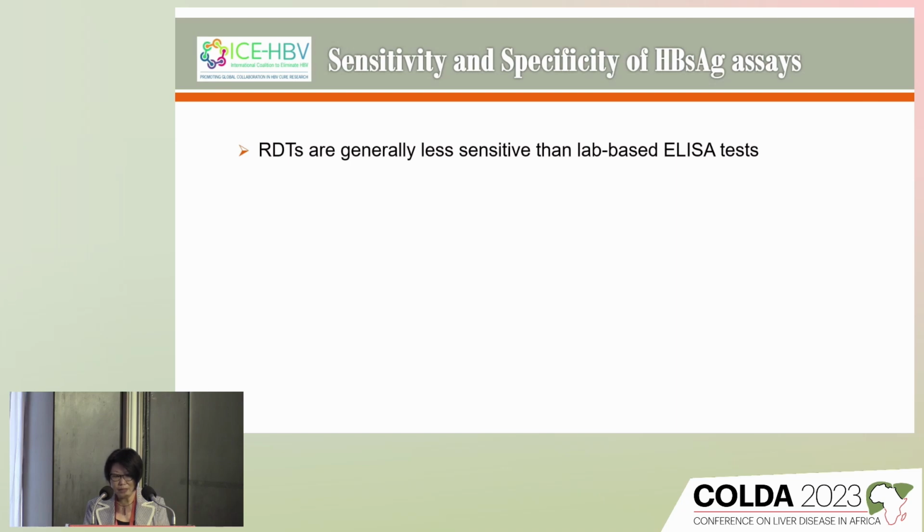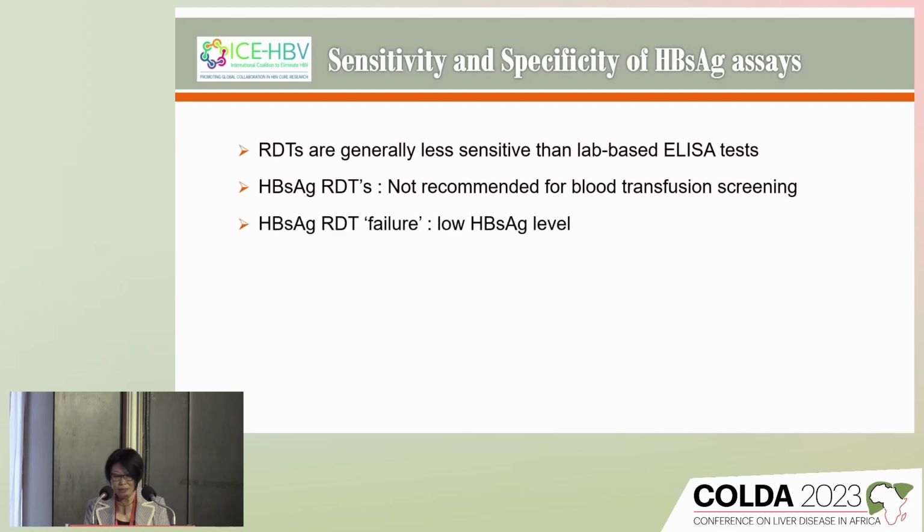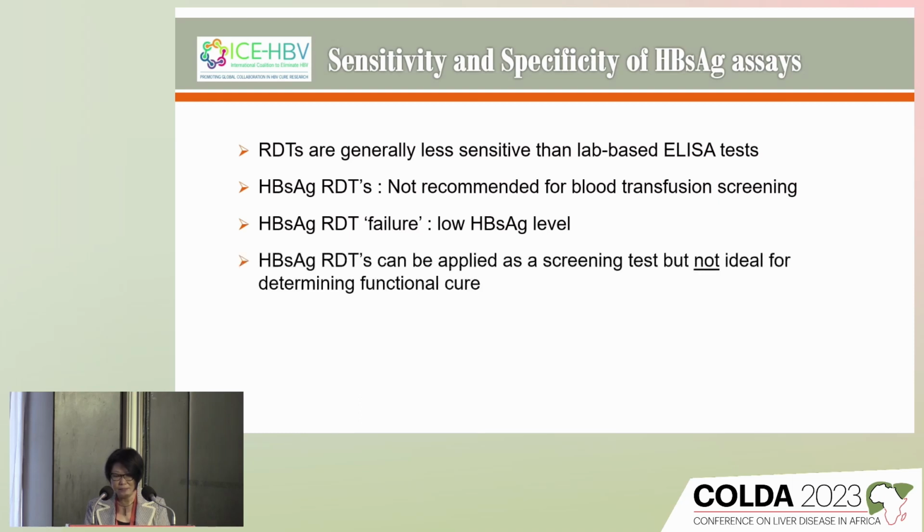However, the rapid diagnostic tests are generally less sensitive than the lab-based ELISA tests. They are not recommended for blood transfusion screening for that reason. And also they can have a failure rate among those who have very low surface antigen level. For example, treated HIV, HBV co-infected patients with suppressed surface antigen may not test positive with the rapid diagnostic test. So these tests can be applied as a screening test but are not ideal for determining functional cure, meaning the absolute clearance of surface antigen.